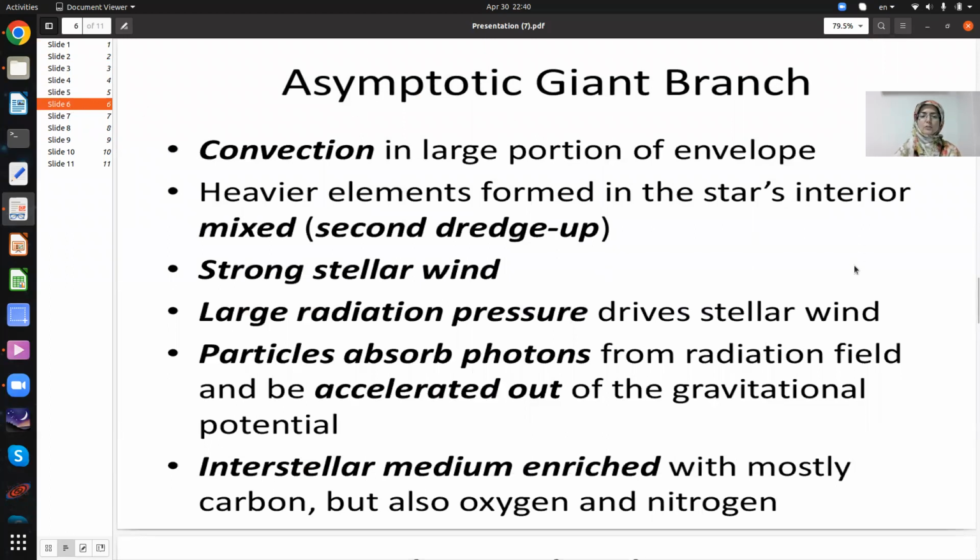In the asymptotic giant branch, there is convection in a large portion of the envelope, and heavier elements formed in the star's interior are mixed up, the second dredge up. There is a strong stellar wind: a large radiation pressure drives the stellar wind, as particles absorb photons from the radiation field and are accelerated out of the gravitational potential. The interstellar medium is enriched with mostly carbon, but also oxygen and nitrogen.